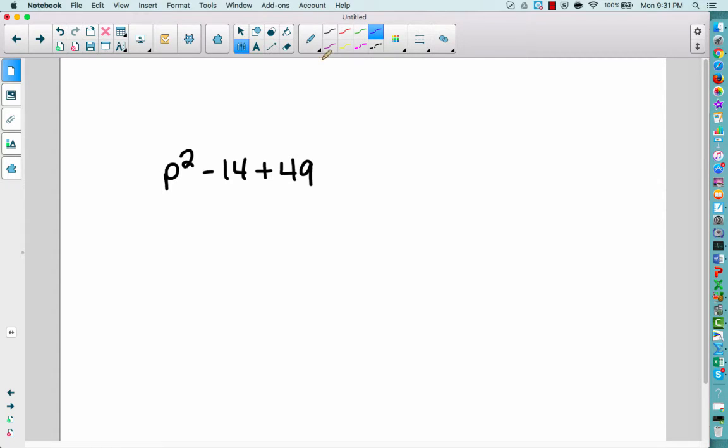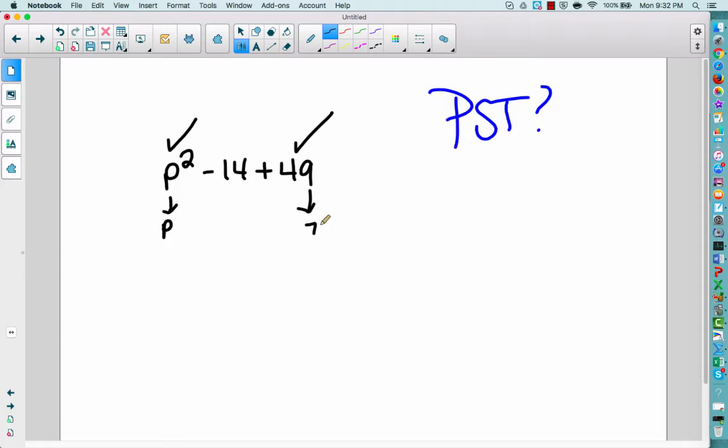All right, let's look at it. I see a trinomial, so I say to myself, is it a perfect square trinomial? All right, is the first term a perfect square? Yes. Is the last term a perfect square and positive? Yes. Okay, so their roots are p and 7. All right, and there should be a p right here. Is the middle term double the root of those? Double 7 times p, and it is. So it is a perfect square trinomial.